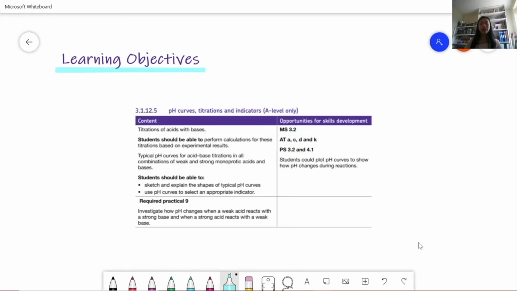We're going to be learning about pH curves, titrations and indicators. So our learning objectives are to be able to perform calculations for these titrations based on experimental results. We're going to sketch and explain the shapes of typical pH curves and use pH curves to select an appropriate indicator. Our required practical will be to investigate how pH changes when a weak acid reacts with a strong base and when a strong acid reacts with a weak base.